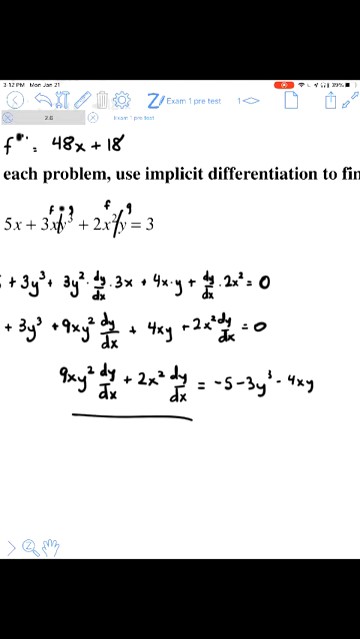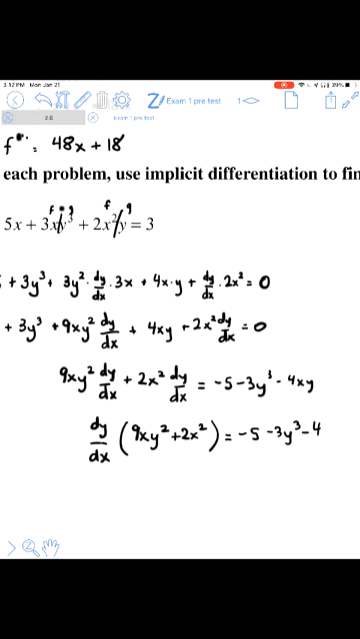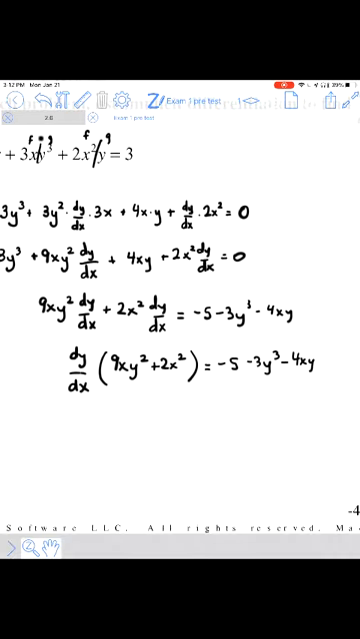Now both of these terms have a dy dx, which means it's a common factor. So if you factor it out, you're left with 9xy squared plus 2x squared. And then we can get dy dx alone by dividing, because now dy dx is multiplying. So if you divide on both sides, it cancels there, leaving us our single dy dx, or y prime.